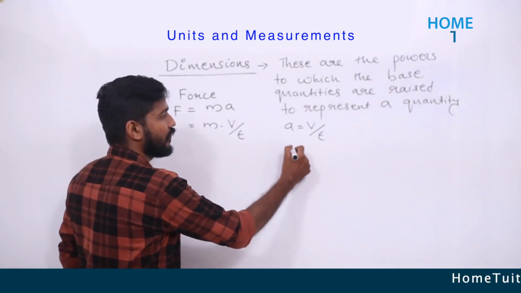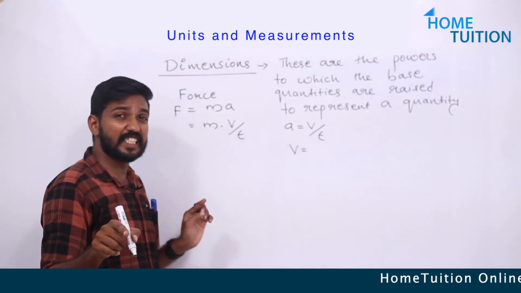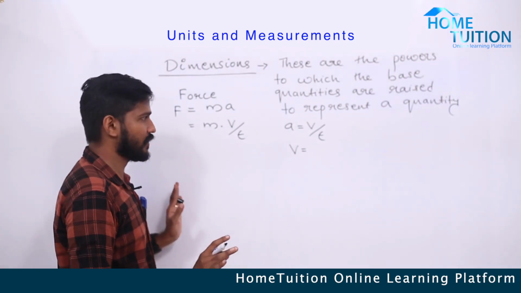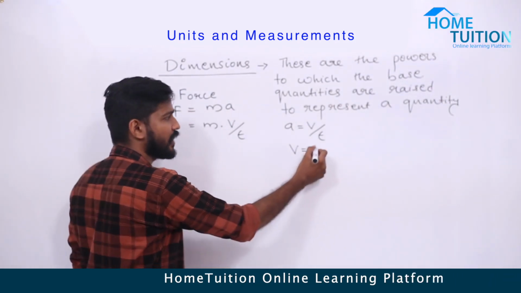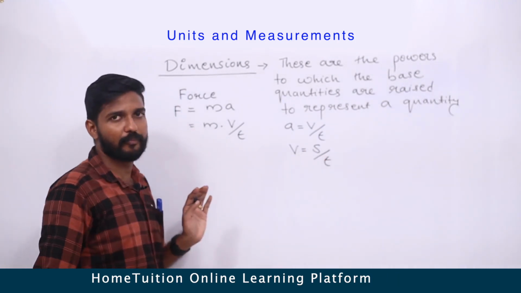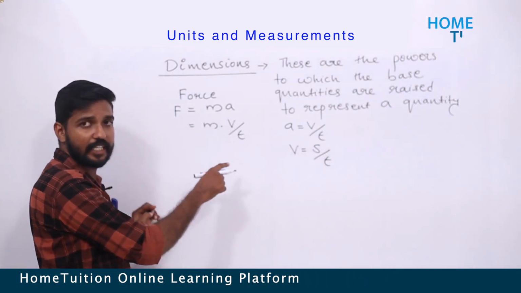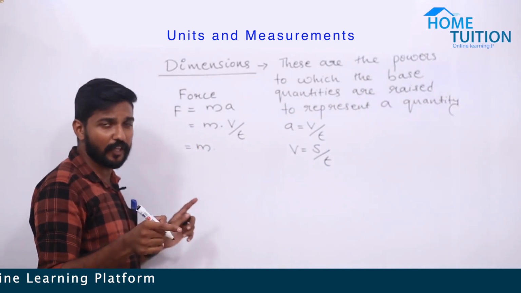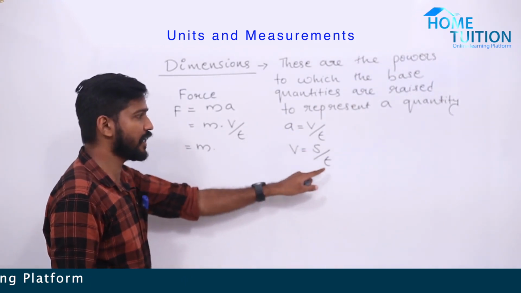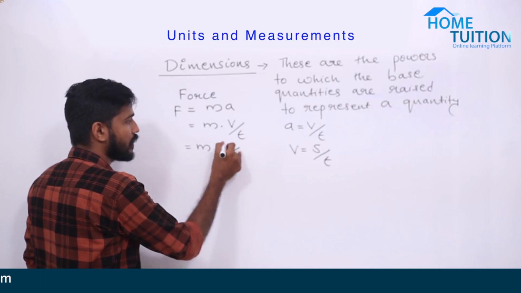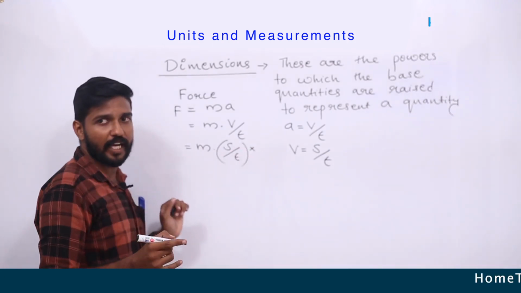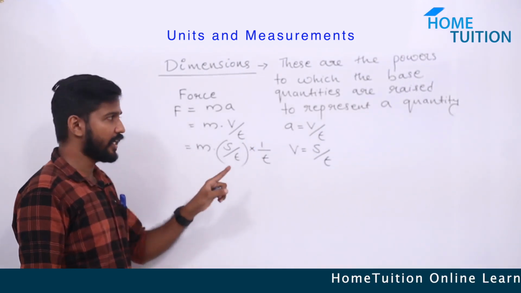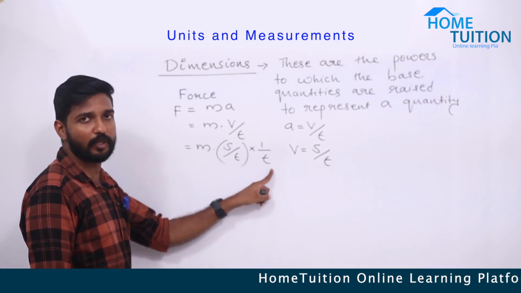So velocity is distance by time or displacement by time, or simply length by time, right? Okay, so we have a time already here. So mass into, instead of velocity we can substitute this value, s by t, into, we have a t already there, so 1 by t. So dividing with t means multiplying with 1 by t, right?